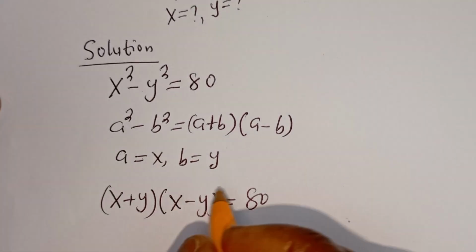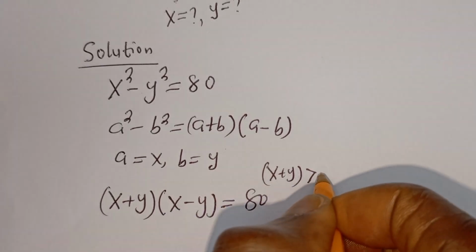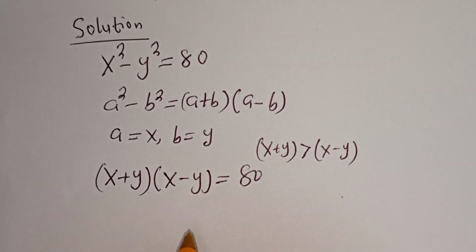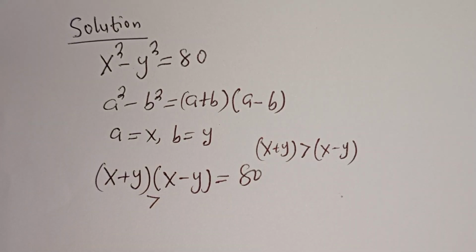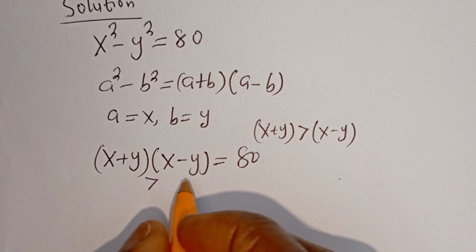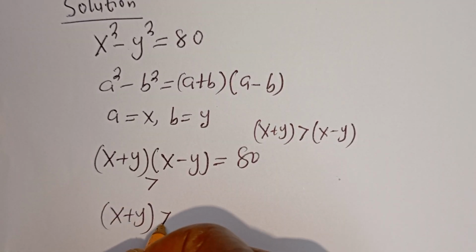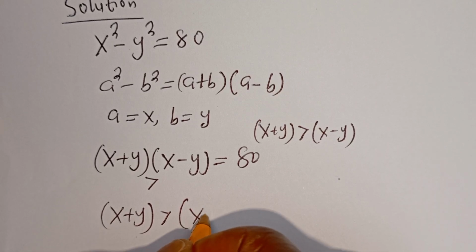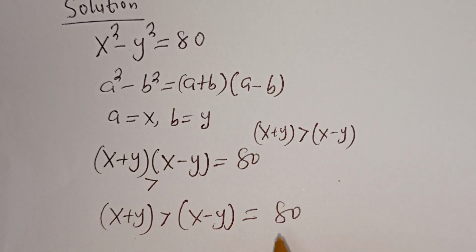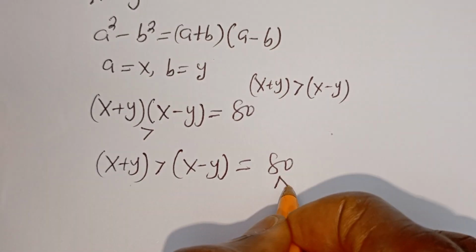But here, x plus y is greater than x minus y. So this is greater than this. Then we have x plus y is greater than x minus y, and the product is equal to 80. So we have to look for the pairs of two numbers multiplied together that give 80.